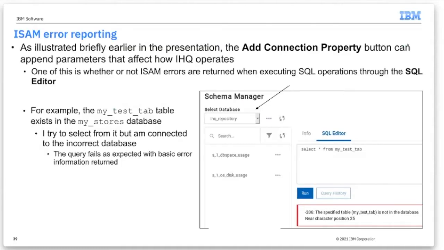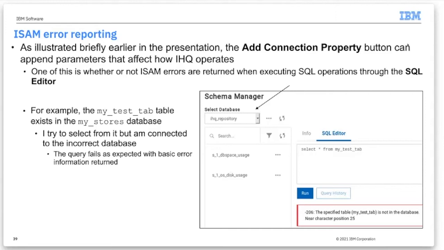An additional property that you can add to a connection is whether or not the SQL component of that connection returns the ISAM error in addition to just the SQLCA code. This is kind of a cheesy example. I know it's not giving you a tremendous amount of information, but it at least shows you what happens.